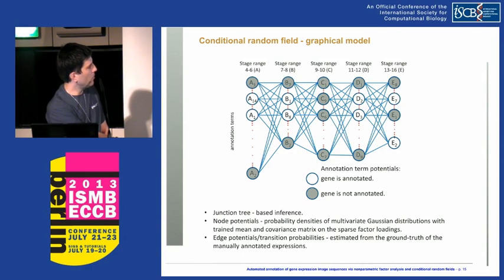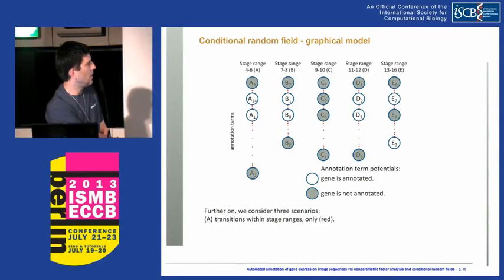Now, clearly we're expecting to improve using this conditional random field. We expect to improve results over standard SVM, independent SVMs for every single node. But then we also realized that there were a few interesting scenarios. For example, what if we only use transitions within stage ranges? So we're going to ignore all the transitions that happen with time. We're going to only look at these red line transitions, and we're going to run some numbers on this, and I'm going to show you results later.